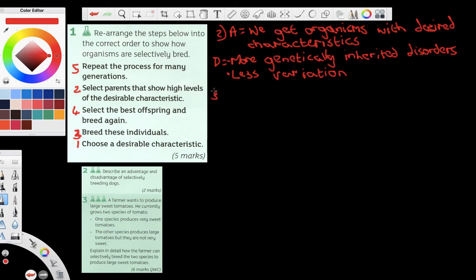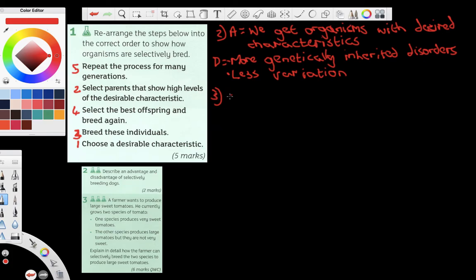So number three, it says, a farmer wants to produce large sweet tomatoes. He currently grows 2 species of tomato, 1 species that produces very sweet tomatoes and another species that produces large tomatoes, but they are not very sweet. Explain in detail how the farmer can selectively breed the 2 species to produce a large sweet tomato.